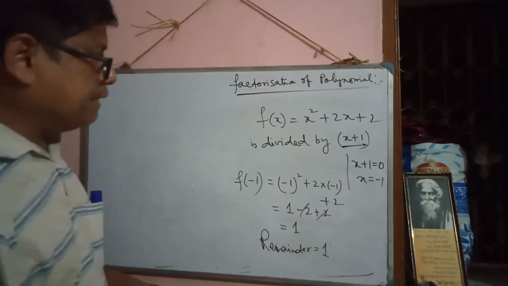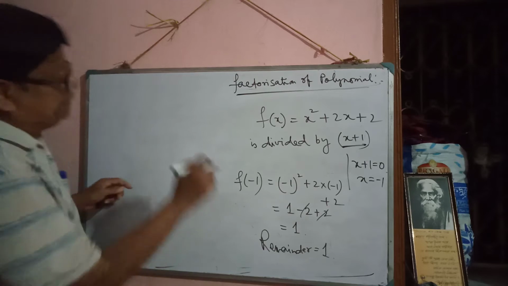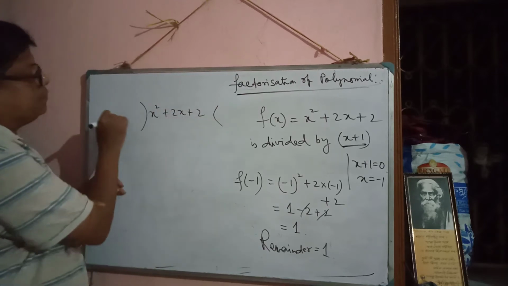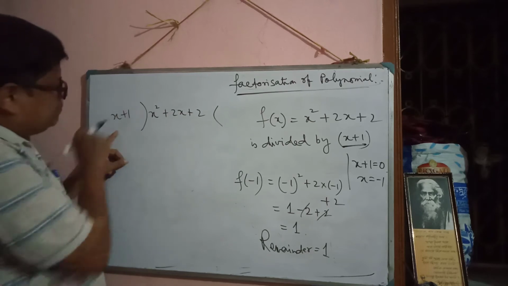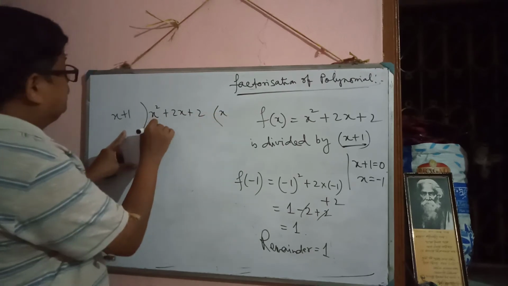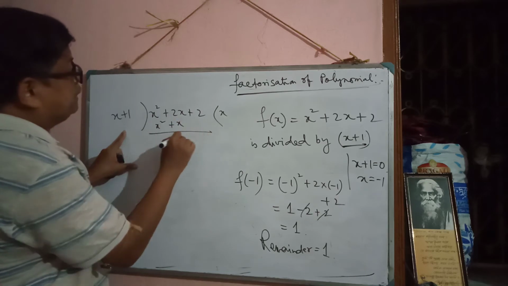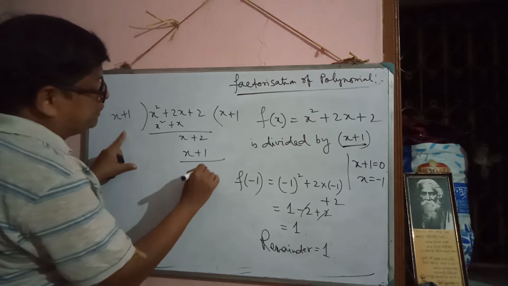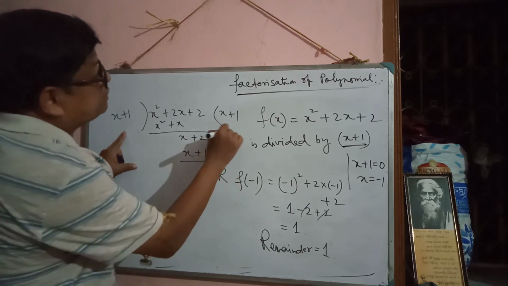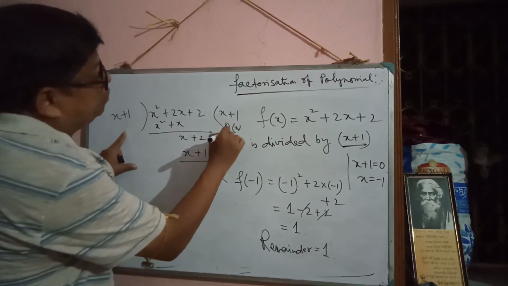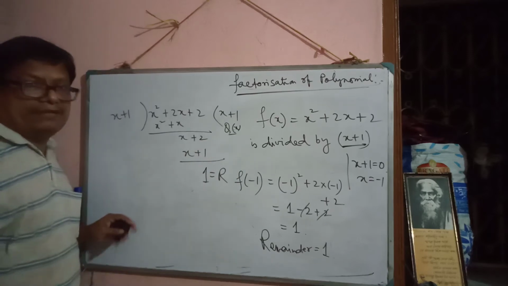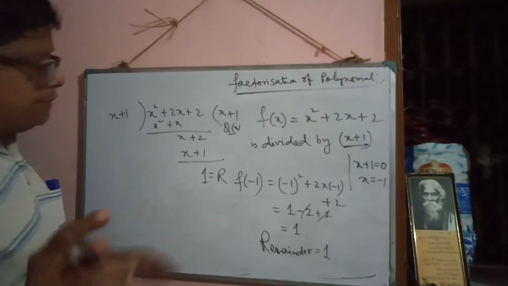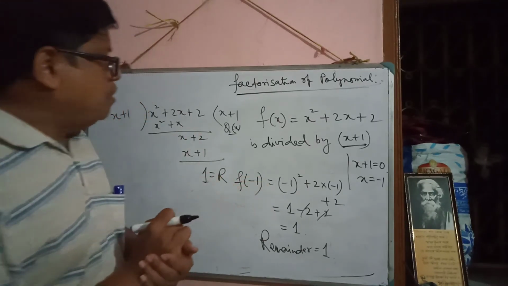Again, I am showing here another process, just divide in the general form of division. x square plus 2x plus 2 divided by x plus 1: x plus 1 is the quotient and 1 is the remainder. So you will do it like that in your answer paper.